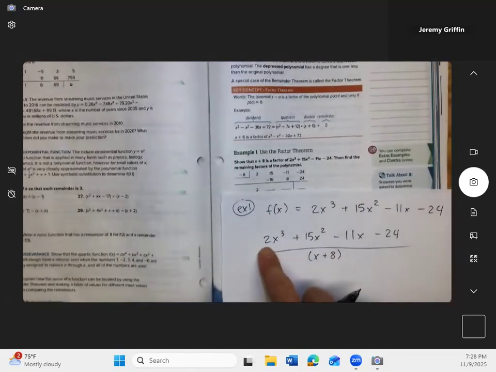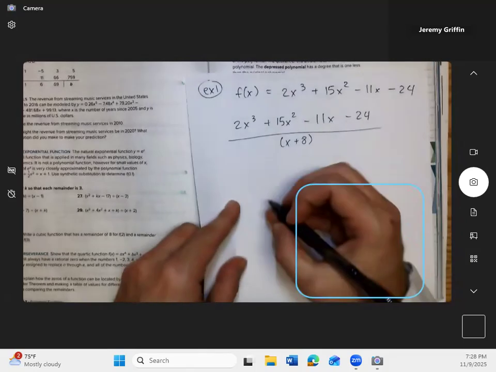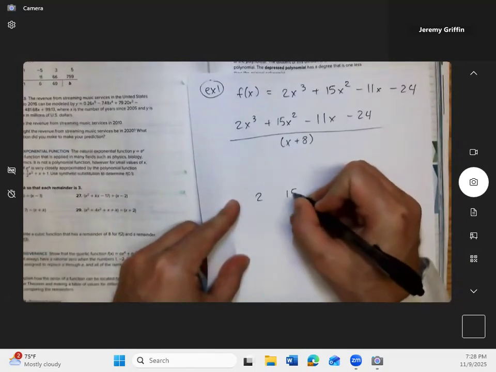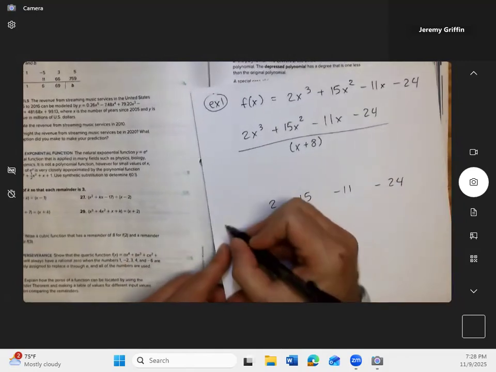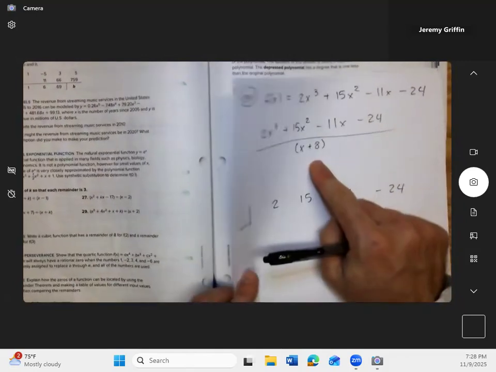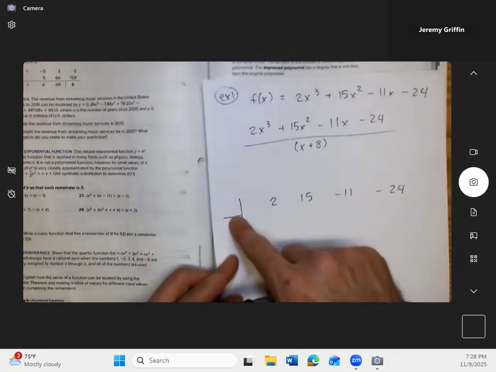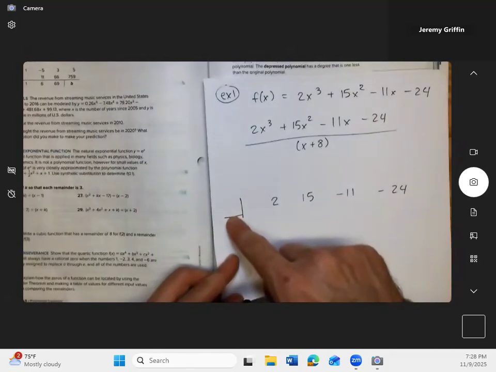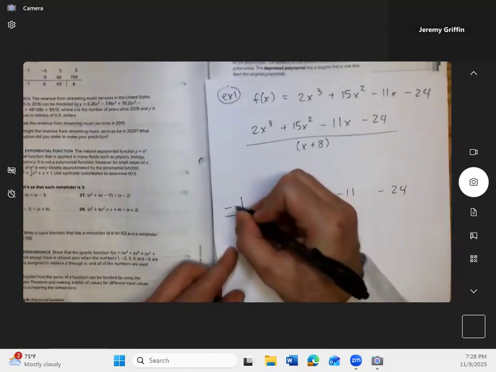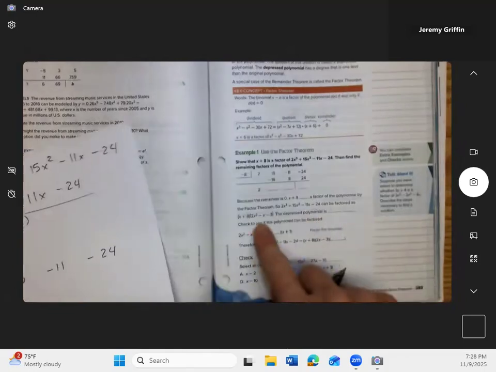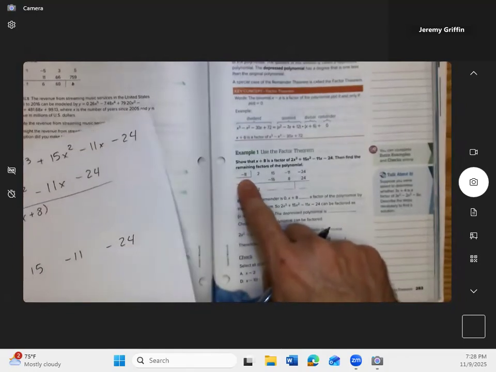So let's take these coefficients: 2, 15, negative 11, negative 24. And if we're factoring out x plus 8, remember, what goes in this box is A if you're factoring out x minus A, so x minus negative 8. So I have to put in negative 8. And that's exactly what they did too. So careful about that.